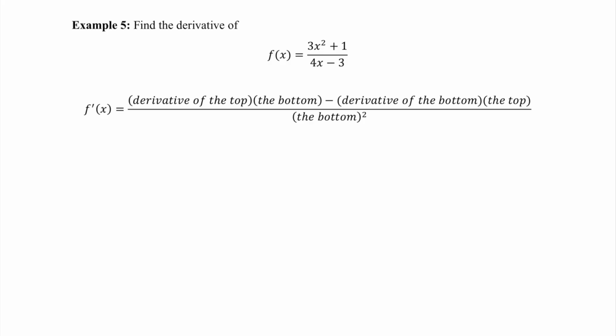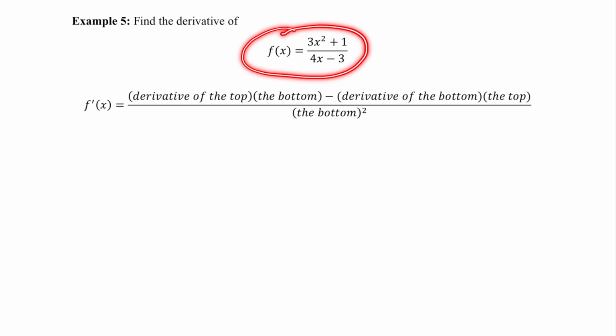Now, let's apply the quotient rule to an example. We want to find the derivative of the function f of x equals 3x squared plus 1 over 4x minus 3. f of x is a quotient of two different functions, so we are going to use the quotient rule. The top function is 3x squared plus 1, and the bottom function is 4x minus 3.